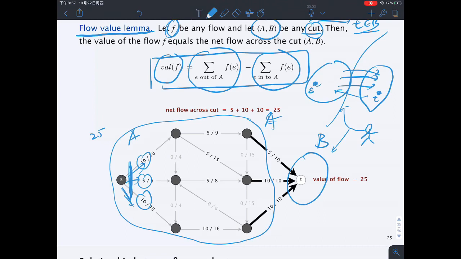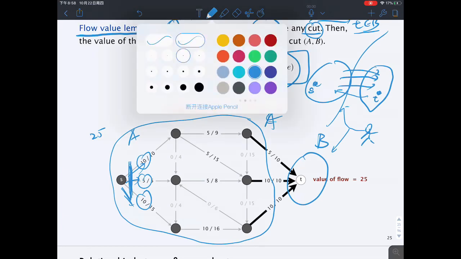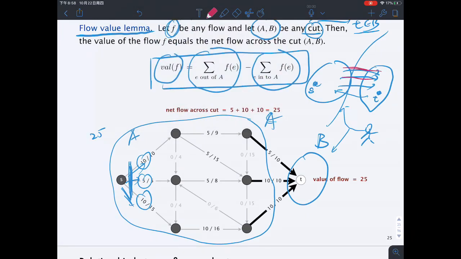So I want to come up with a way to measure the total amount of water that's sent from S to T. What we really need to do is examine all the bridges over here. I look at every single bridge and count the amount of flow that's moving from the left side of the bridge to the right side, and count the amount of water that's moving from the right side of the bridge to the left side. I take the difference. That would be the total amount of water that's moving from S to T.